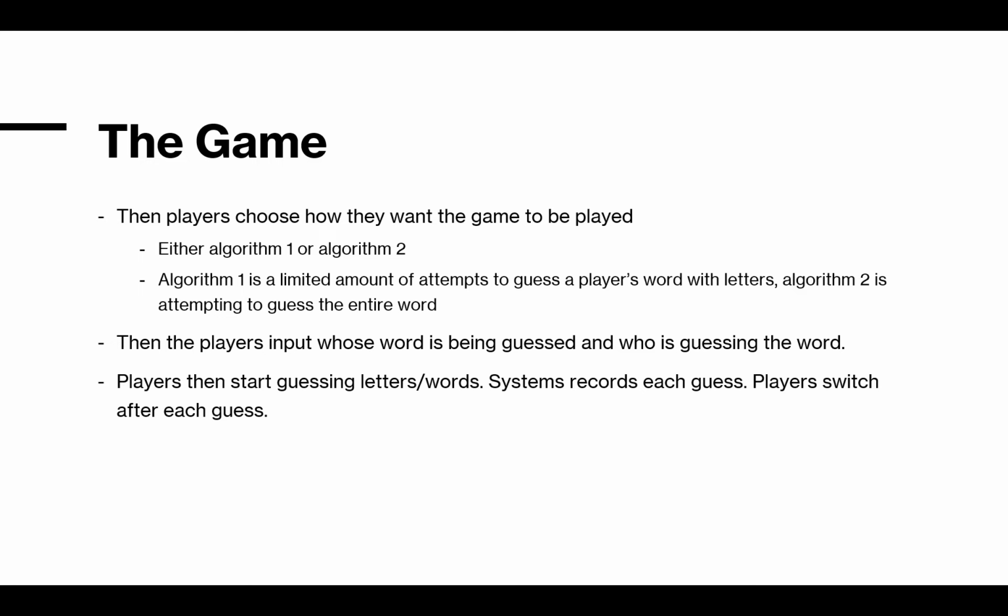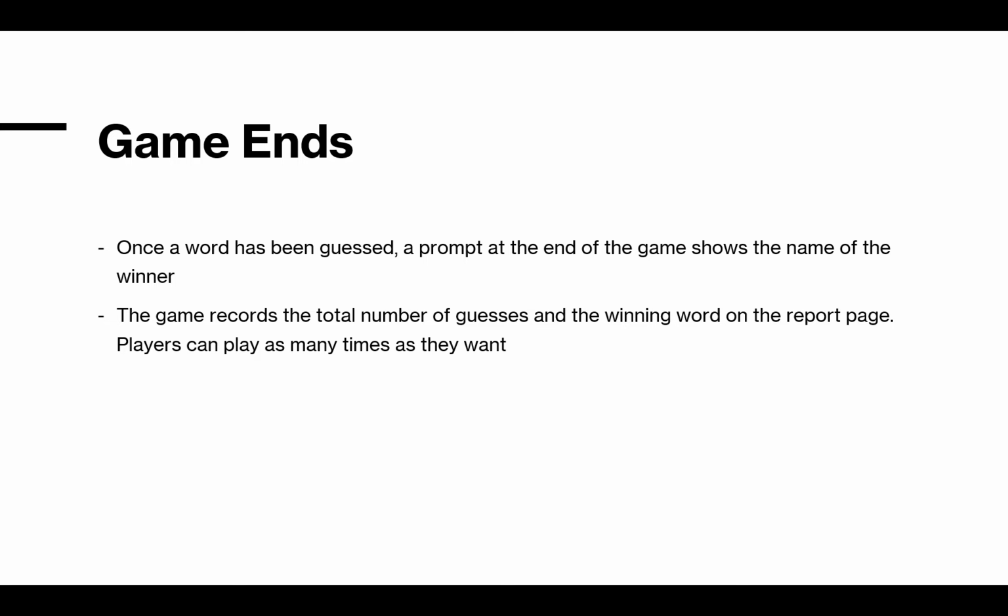Then the players input whose word is being guessed and who is guessing the word. That way they keep track of whose turn it is. Then players start guessing the letters and words. The system records each guess, and the players switch after each guess. The game ends once a word has been guessed, and a prompt shows who won the game. That's when you know the game's over.